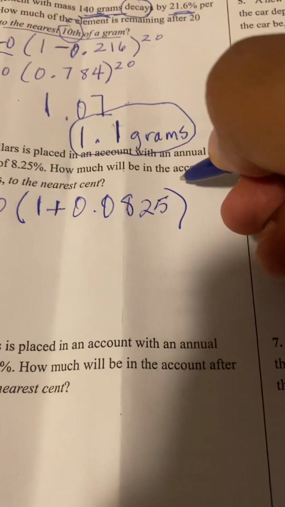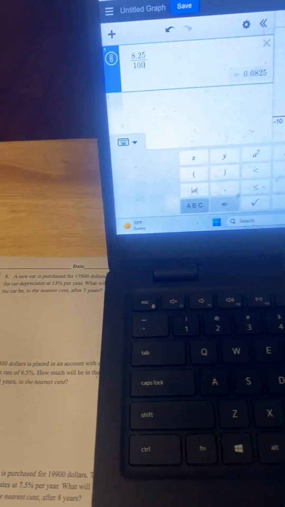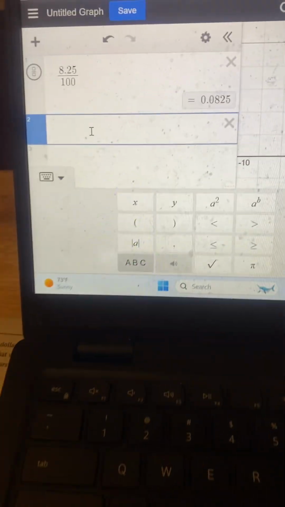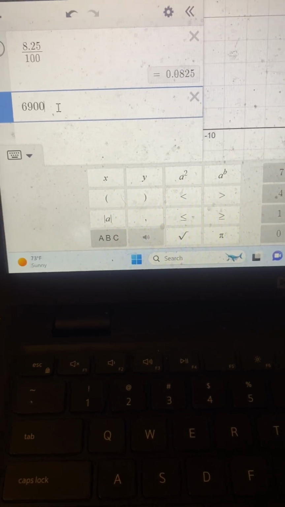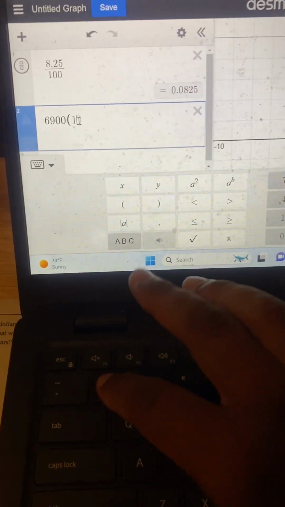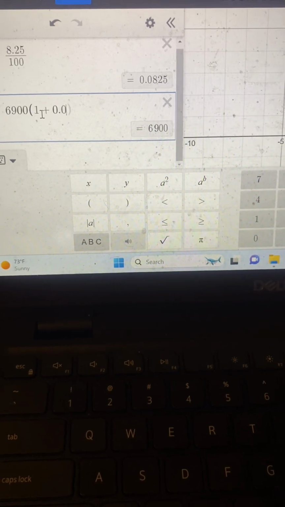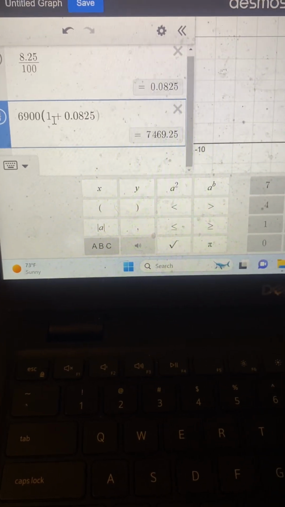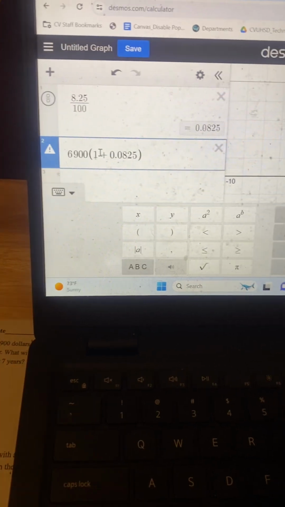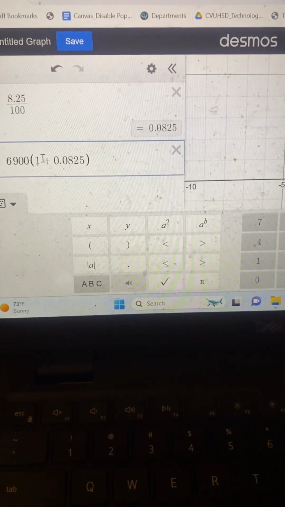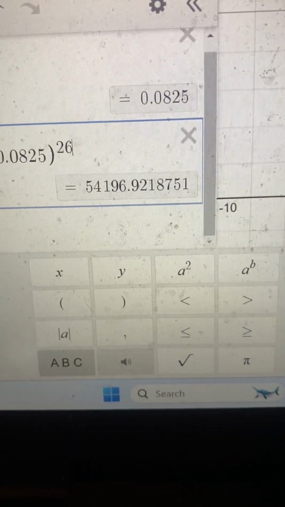The time is going to be your exponent. So you put it up like that. Now, the calculator for decimals is what I want you to use because it's the easiest to use. All right, so put in 6,900. Make your parenthesis a 1 plus 0.0825. Remember to press shift 6, and then we're going to type in the 26.